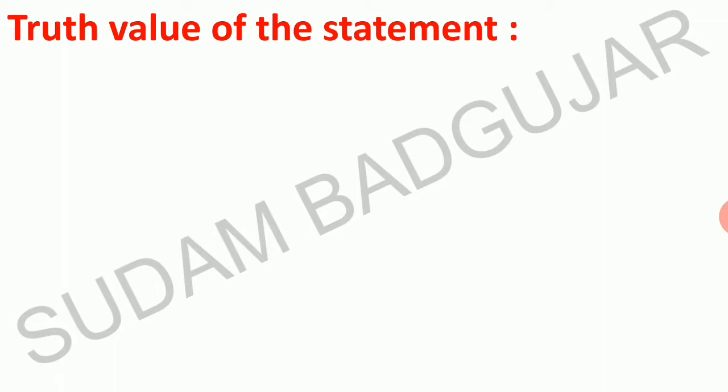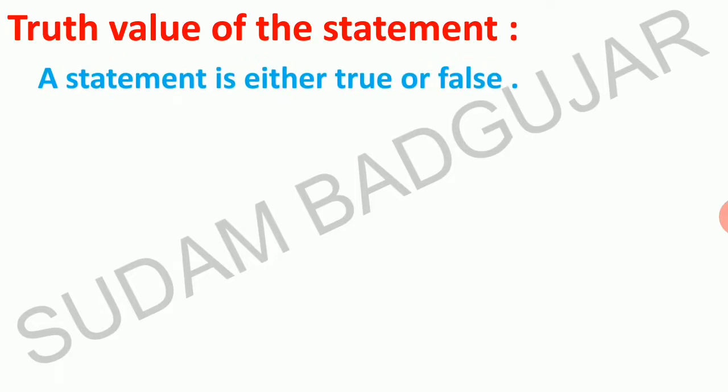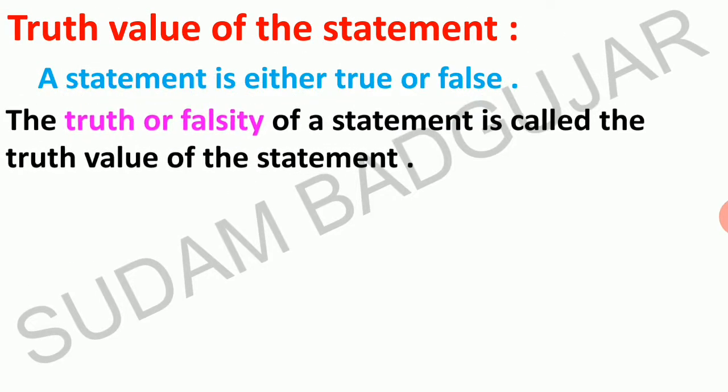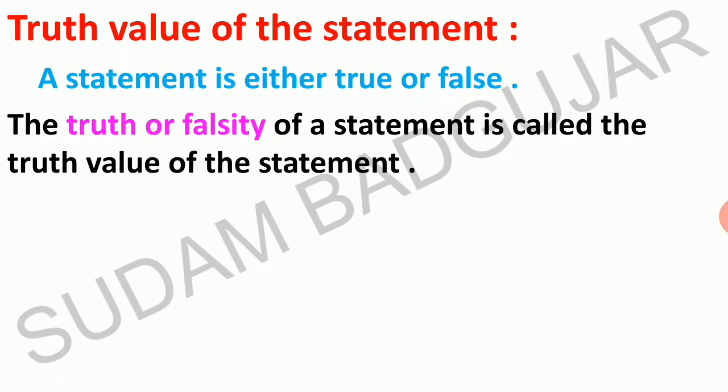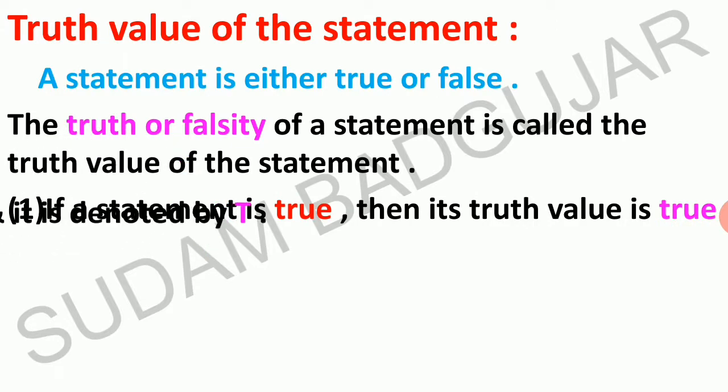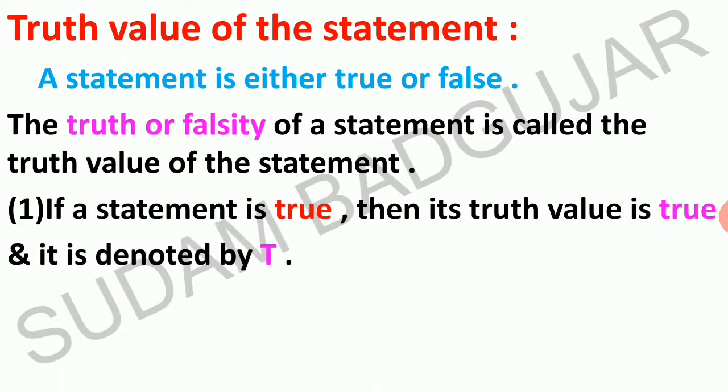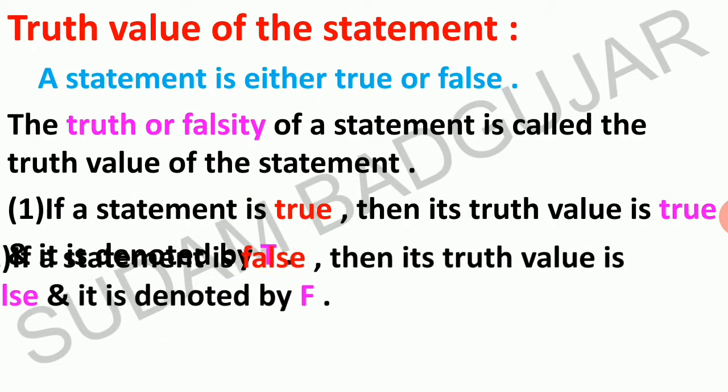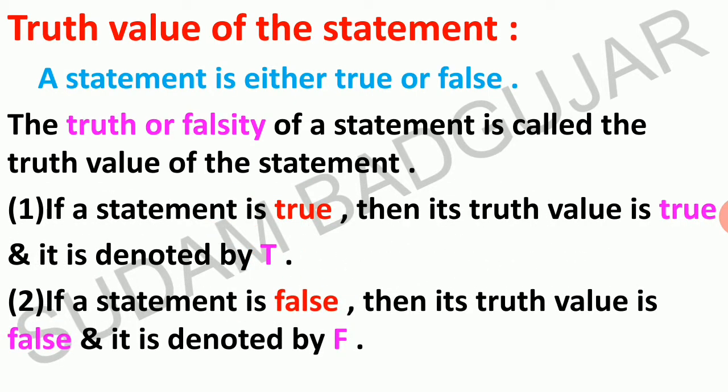Then what is meant by truth value of the statement? A statement is either true or false. It has two truth values, either true or false, but it is not shown as both simultaneously. The truth or falsity of a statement is called the truth value of the statement. If a statement is true, then its truth value is true and it is denoted by capital T. And second point is, if a statement is false, then its truth value is false and it is denoted by capital F. F means false and capital T means the statement is true.